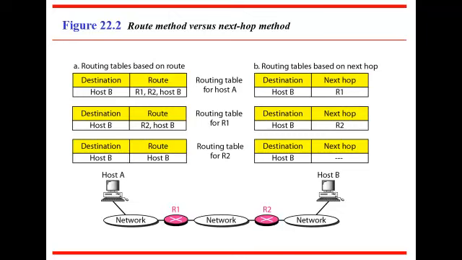Then if we use the next hop, the next connecting device or router name should be there. So host B, next hop is R1; host B, next hop is R2; and then host B, no next hop is required. So we can see the different positions of routers and routing tables. This can be a method.